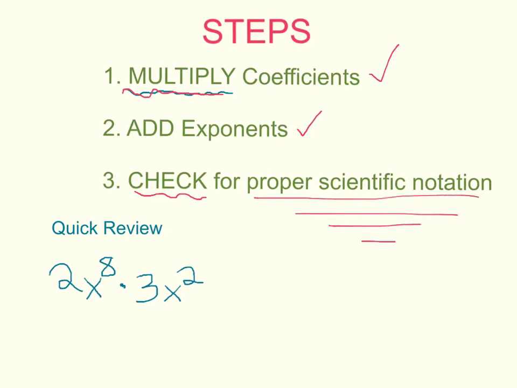And here, down below, I have just a quick review. Here's a property of exponents that we have already learned, and we're basically applying this property to scientific notation. Here we multiply the coefficients, 2 times 3, which is 6, and our exponents we end up adding, so it's x to the power of 10. So we're going to apply that same concept to scientific notation.